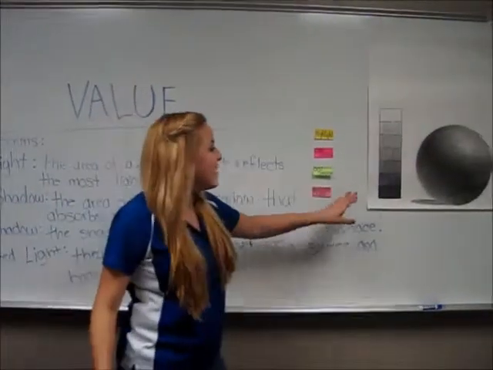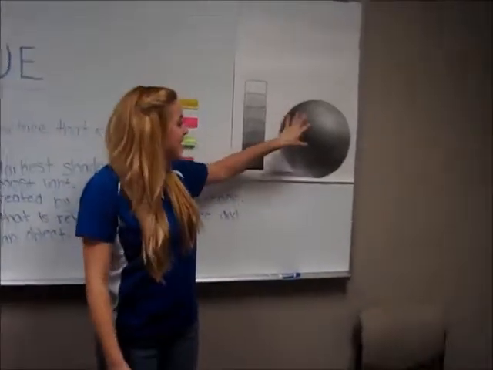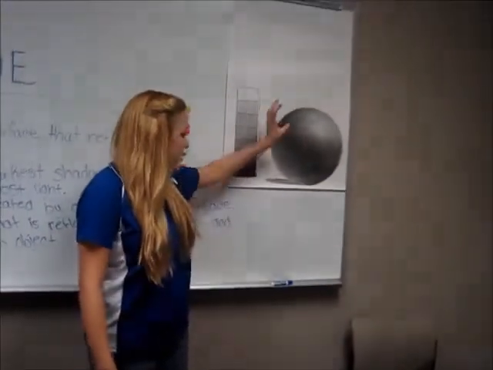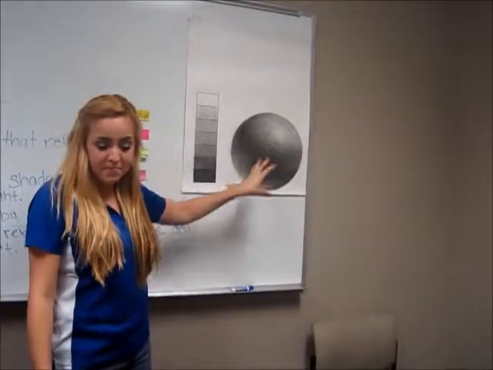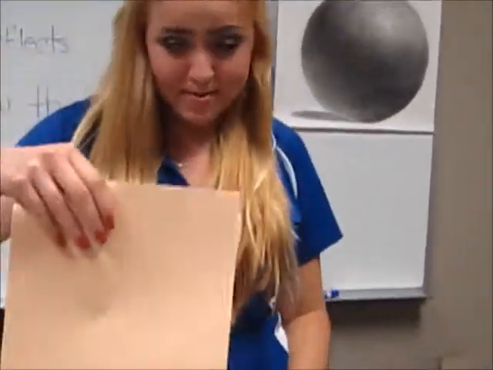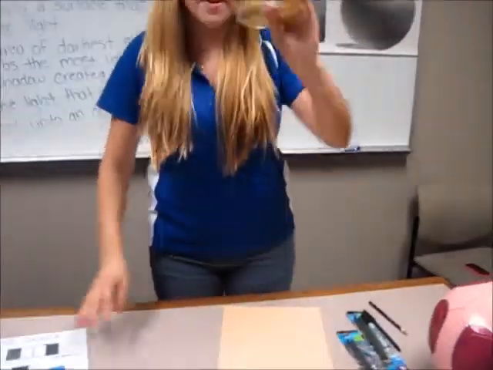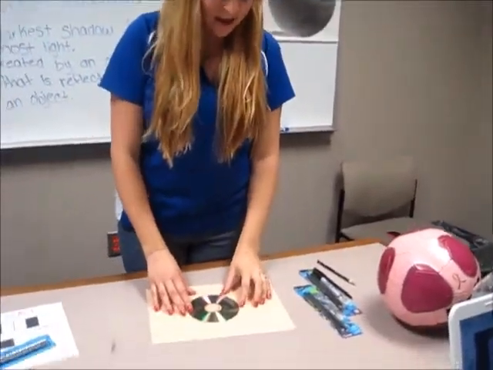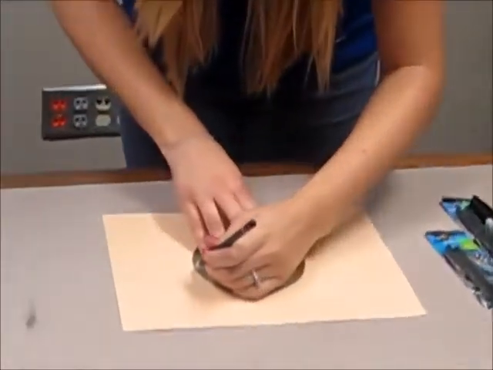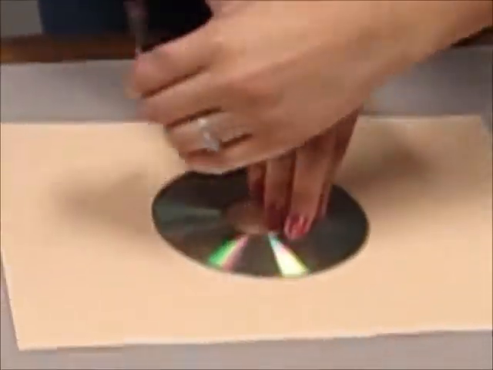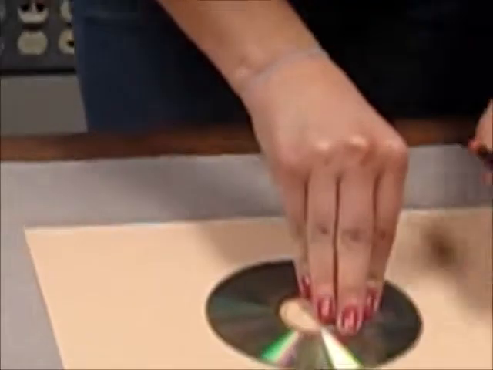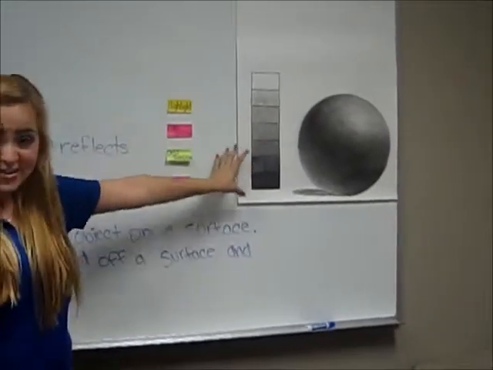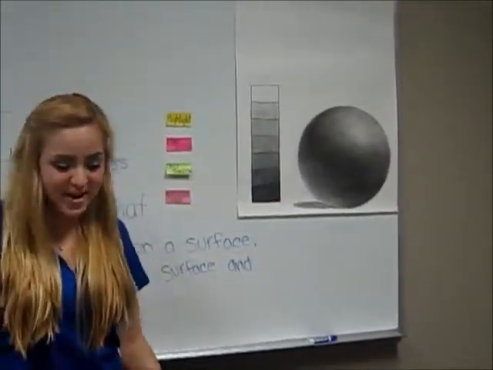So now that we finished the value scale, your challenge is going to be to apply all these values into a circle and make it into a ball. So you're going to take your drawing paper that I gave you, and I'm going to pass out some CDs so you guys can make a perfect circle, and you're going to make it right in the middle of your paper. Once you do that, you're going to have to apply these terms from your value scale into your circle and make it into a ball.